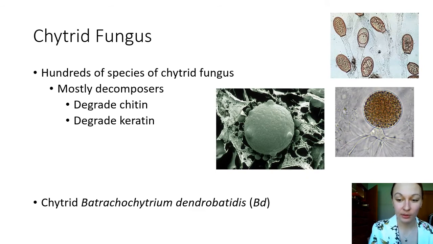There's actually a family called Chytridiomycota, which are the chytrid fungi. There are hundreds of species within this family, and they mostly act as decomposers, focusing mostly on chitin and keratin. Chitin is that hard structure found in the exoskeleton of arthropods such as insects, crustaceans, or crayfish, and keratin is a protein that you can find in human hair and human nails. But for the focus of this presentation, I'm not generalizing to all chytrid fungi. I'm focusing on Chytrid Bd.